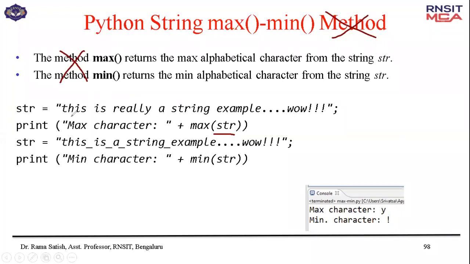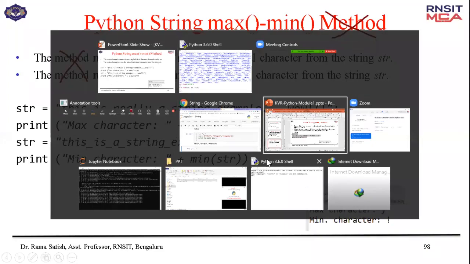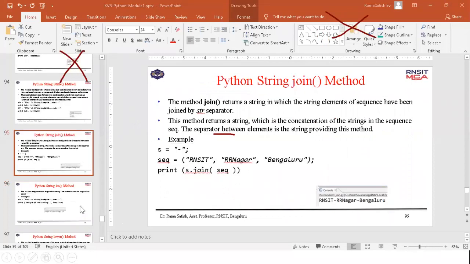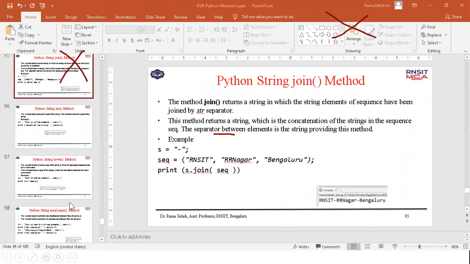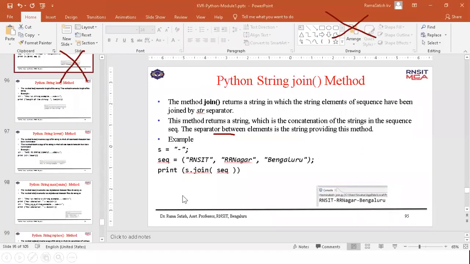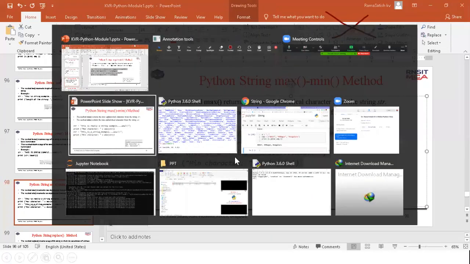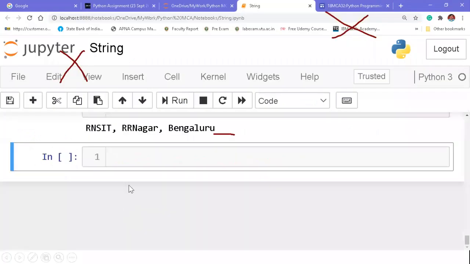In this particular string, I think the lowest is the special characters. Let us see the example of min and max with respect to string. I'll take this min and max, I'll just copy it. Let us see how exactly it is functioning with respect to Jupyter. Okay, I just paste it.